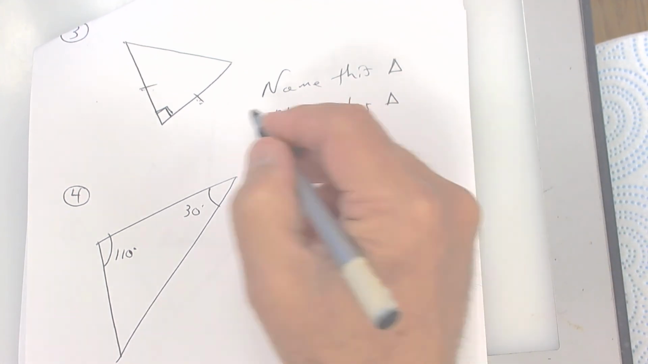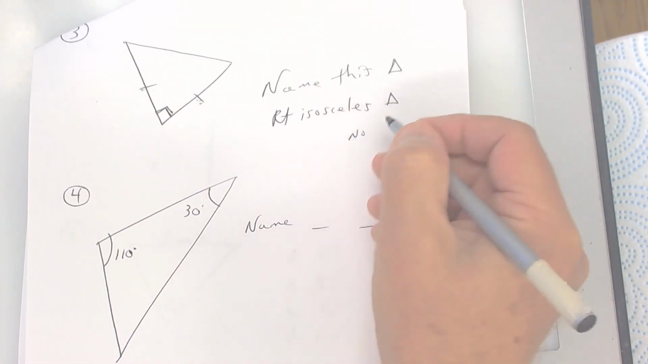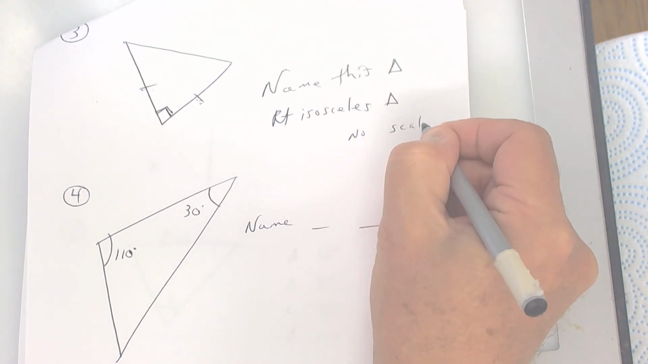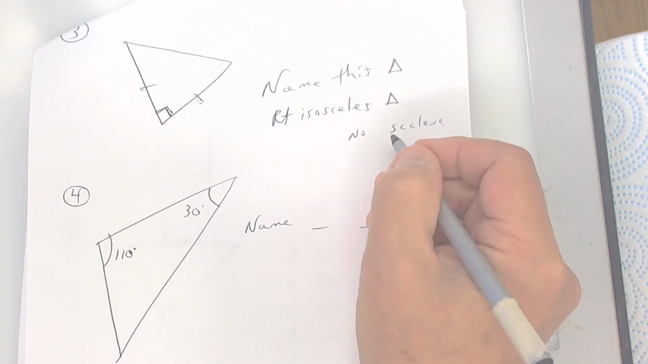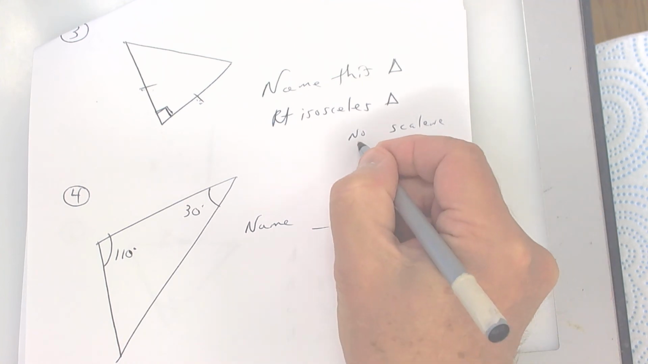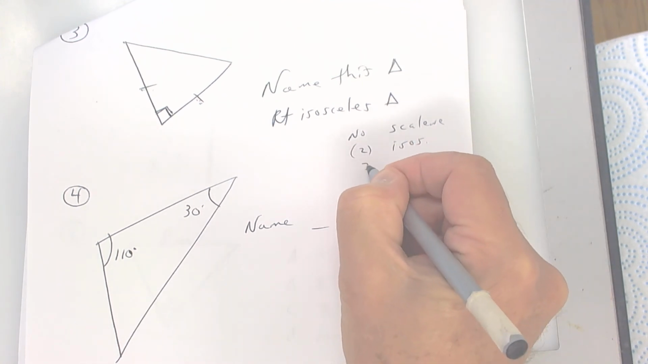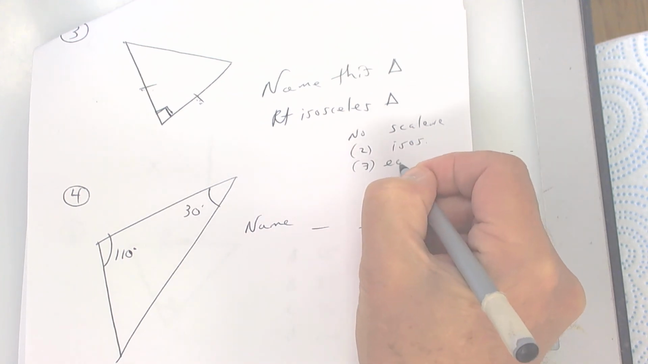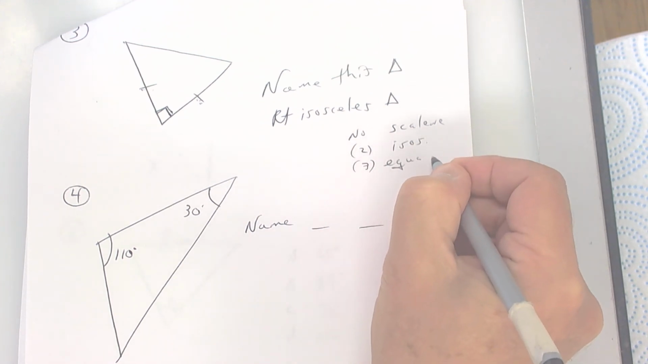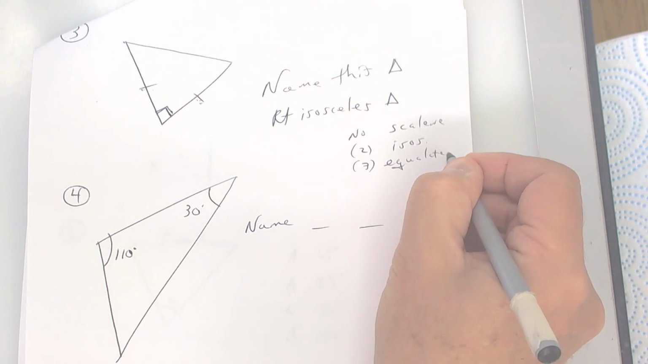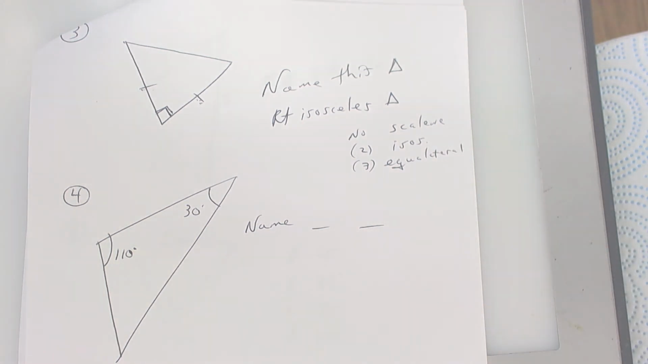Okay, so here it is. If no sides are equal, it's called scalene. If 2 sides are equal, it's called isosceles. If all 3 sides are equal, it's called equilateral or equiangular. Equilateral or equiangular.